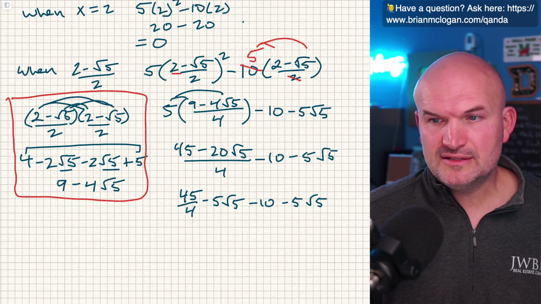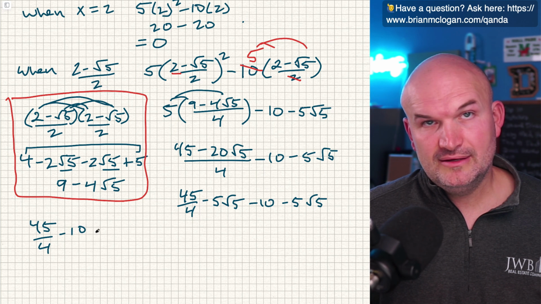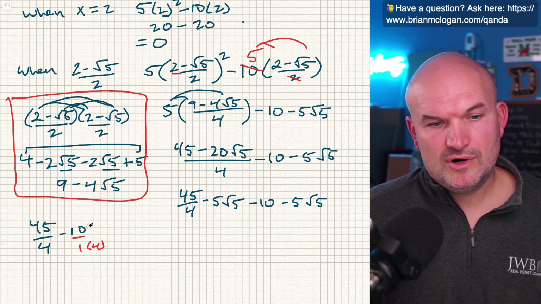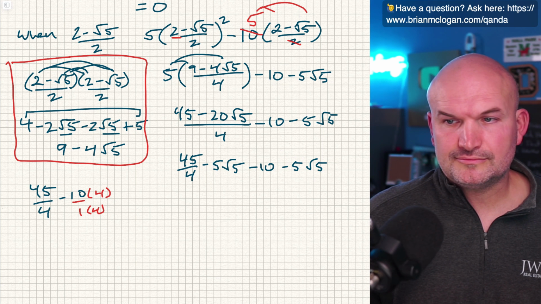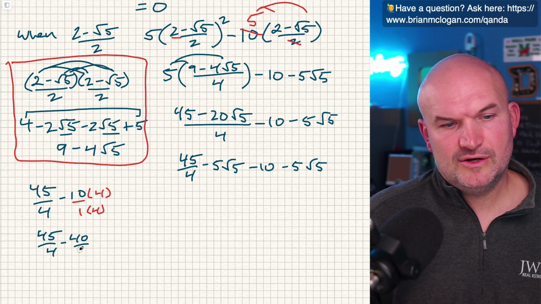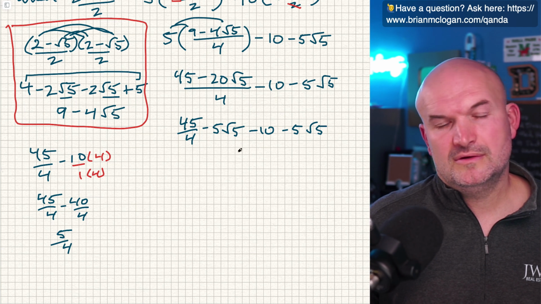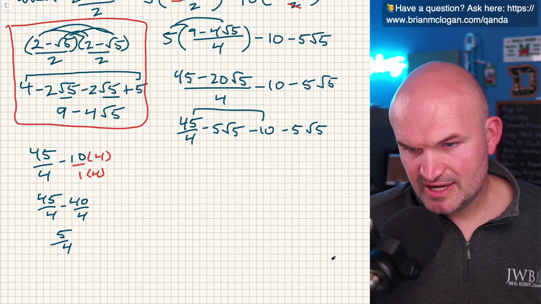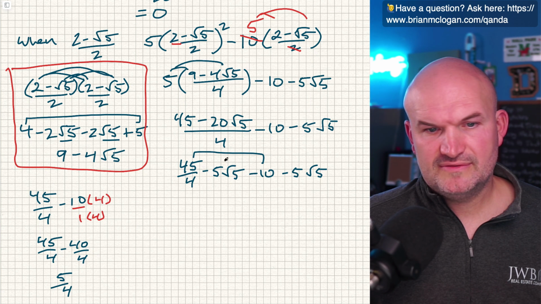So let's go and do this again. Let's create another sidebar here. If I have 45 over 4 and I want to subtract that from 10, what I can do here is put this over 1, multiply by 4 on the numerator and the denominator, and then that's going to give me 45 over 4 minus 40 over 4. And you can see that is going to be 5/4. Okay, so if I'm combining these two, plus 5, 5 at the end. Where's the plus 5, plus 5?